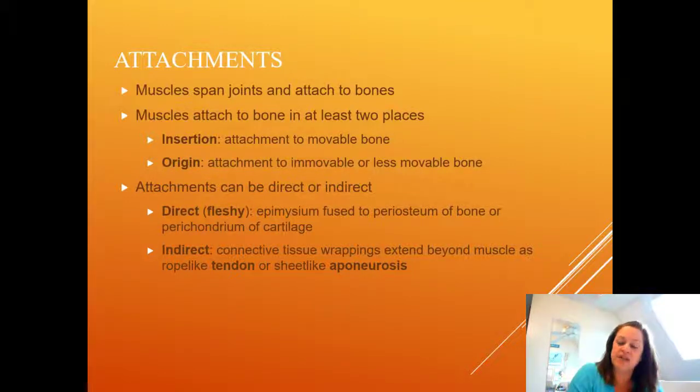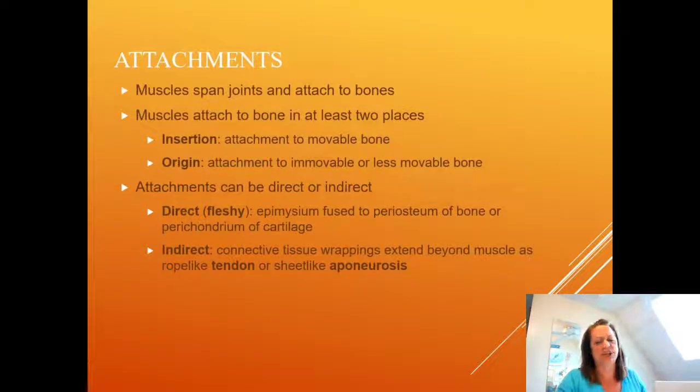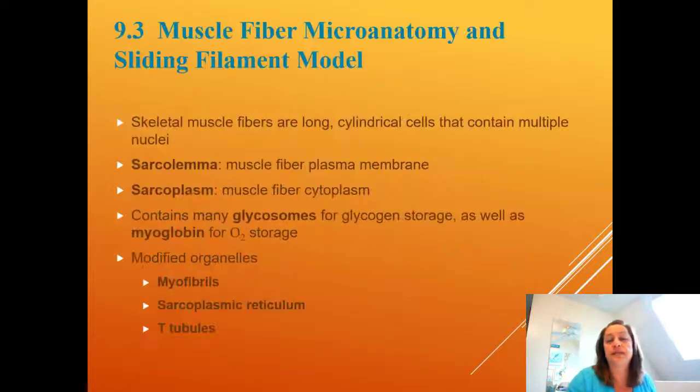All right, so we can have direct or indirect attachments. You'll do more about this in chapter 10 when you're looking at where each muscle is. So now we're going to go down into the microanatomy of a muscle cell.